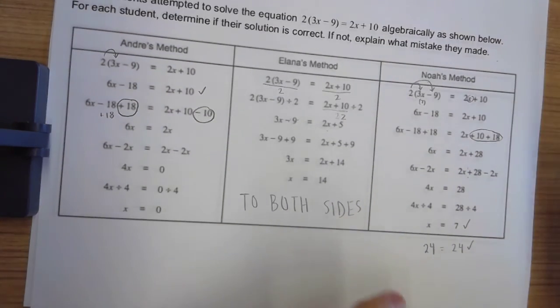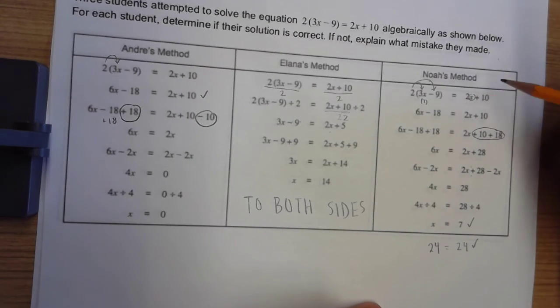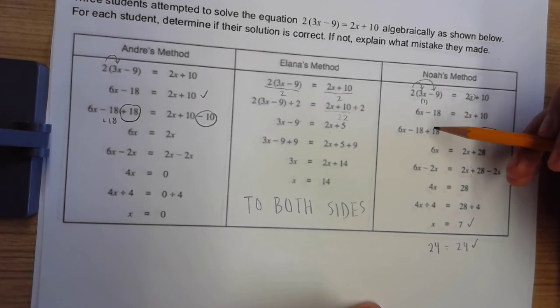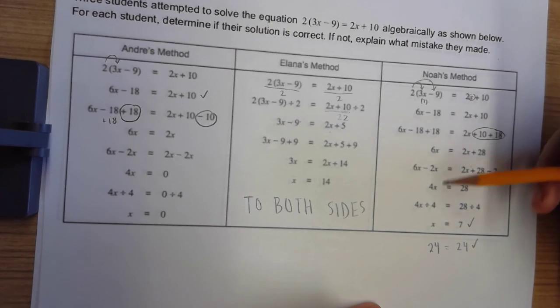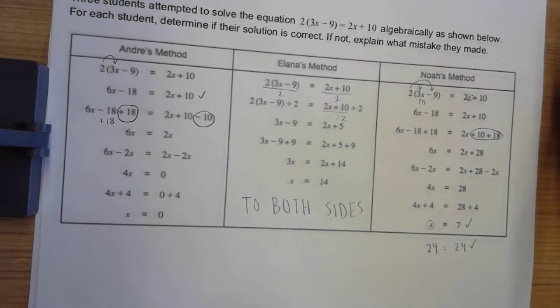That means that Noah is correct. X is equal to 7. Noah did a very good job of distributing that 2, as well as doing inverse operations to get rid of everything except for my variable. Good job, Noah. And that's how you find people's mistakes. I hope you don't make the same.